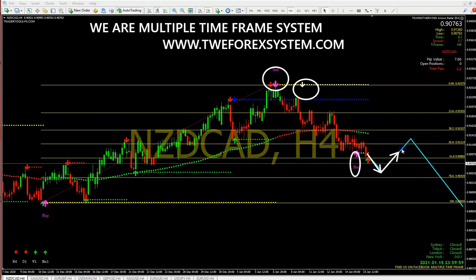Then we'll do a small retracement. Then, bam, it will continue as what? As bearish. That's all I can say, guys. And NZD Canadian, unless you do have any other opinion.